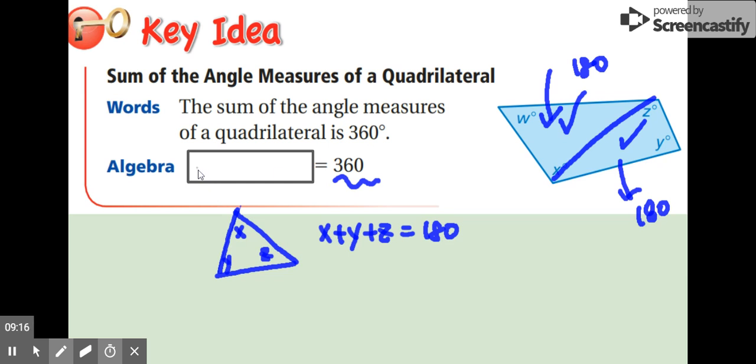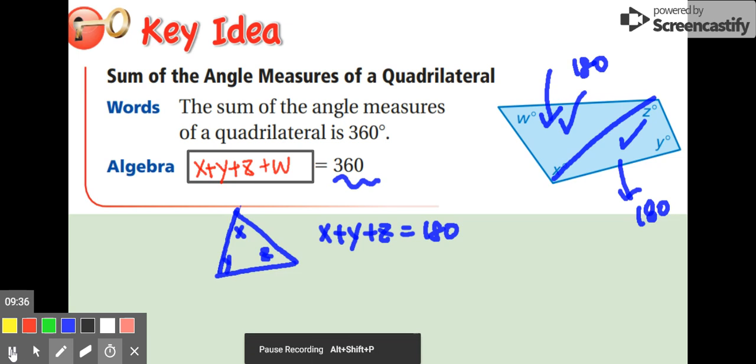So it's going to be x plus y plus z plus w. All four angles, if you add them together, is going to be 360. You know what we're going to do, right? We're going to set up an equation and solve for the variable. Let's go.